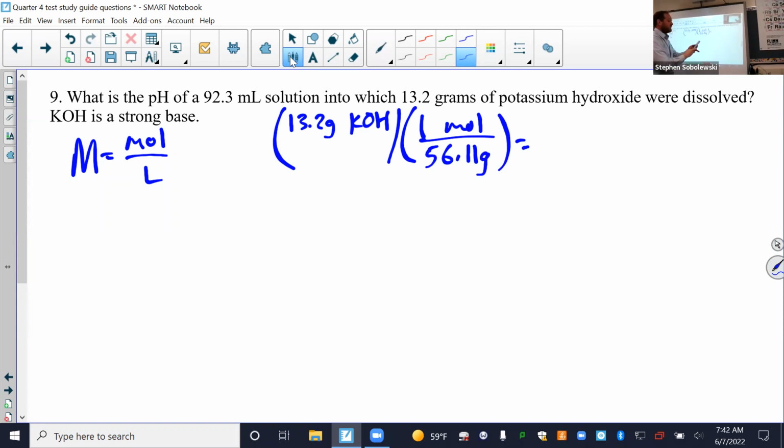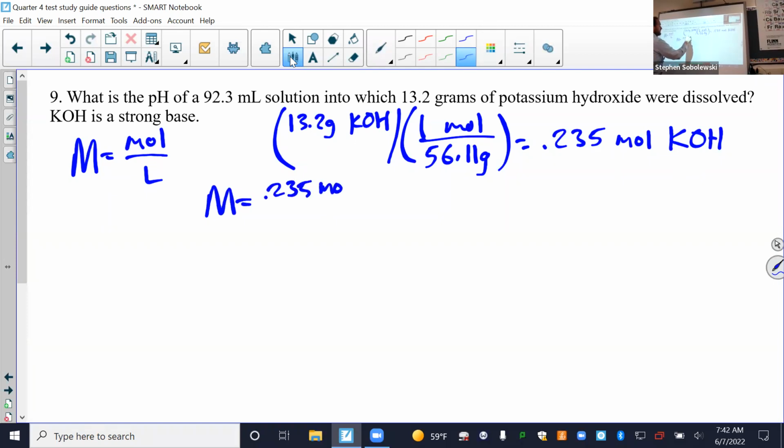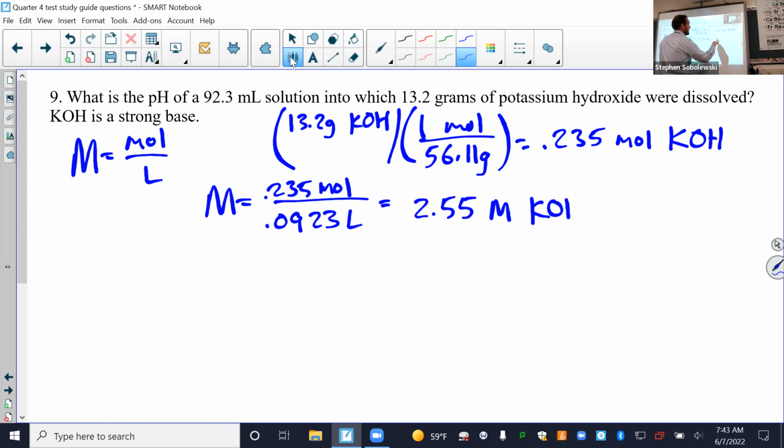13.2 divided by that gives me 0.235 moles of KOH. All right, so molarity equals 0.235 moles divided by my liters of solution. I have 92.3 milliliters divided by 1,000, which is 0.0923 liters. And I get 2.55 molar KOH.